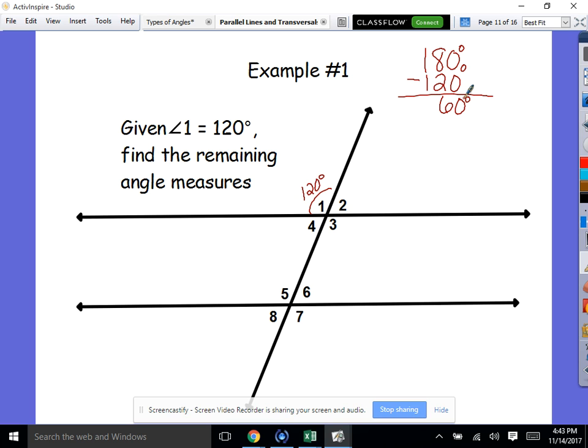The same angle measure will never be side by side. So, since this forms a straight angle, 2 would be 60. 3 would be 120. 4 would be 60. 5, 120. 6 would be 60. 7 would be 120. 8 would be 60. So it will either be the measure given or 180 minus the measure given.